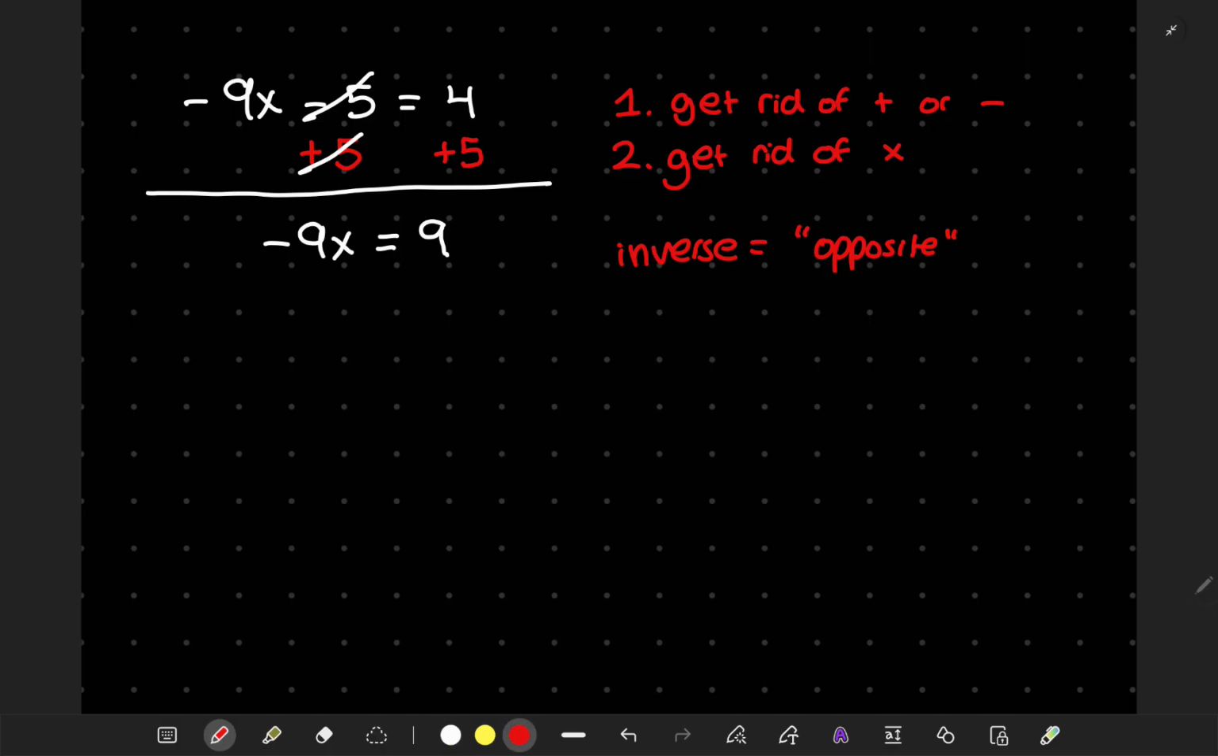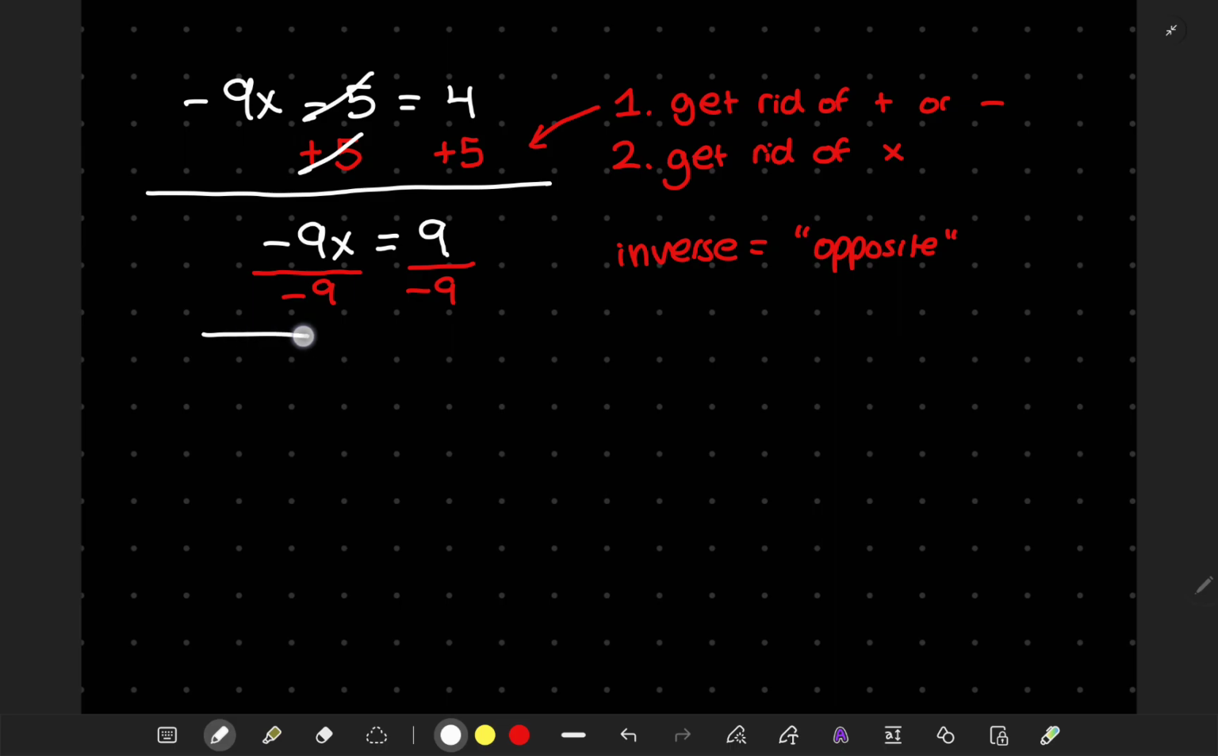That's the first step. Now the second step, get rid of the multiplication. I have here negative 9 times x. In order for me to do that, I have to do the opposite of this multiplication, which is going to be division. So this means division. Because x is being multiplied by negative 9, I do negative 9 on the bottom.